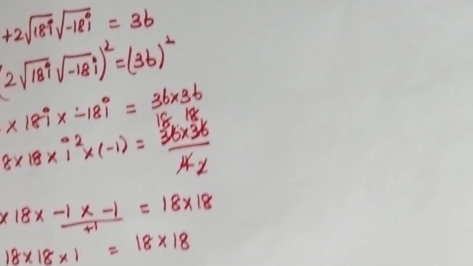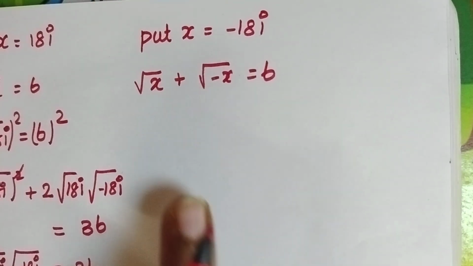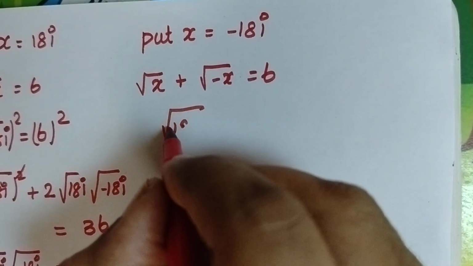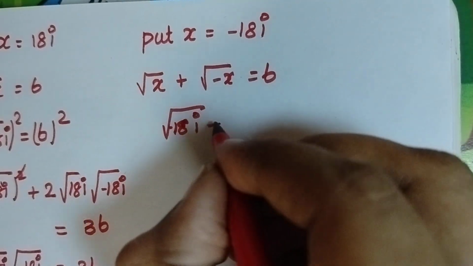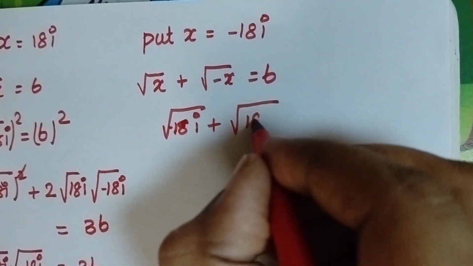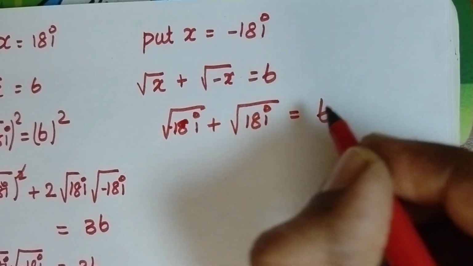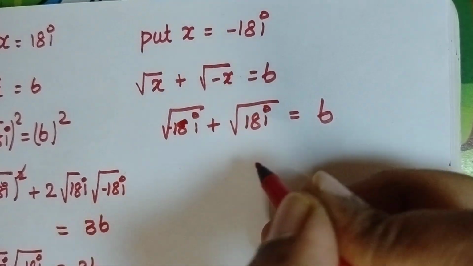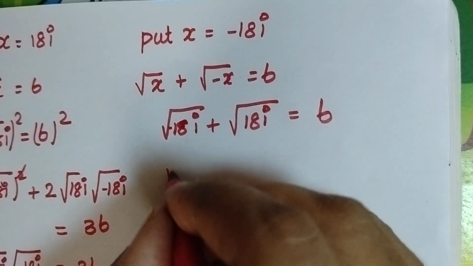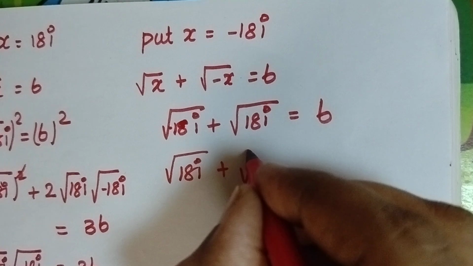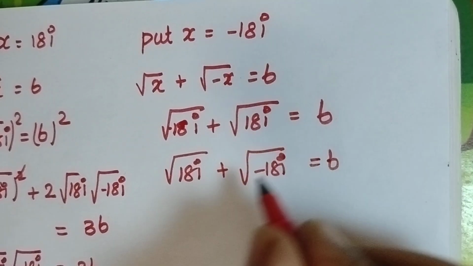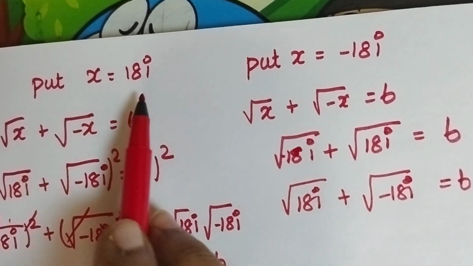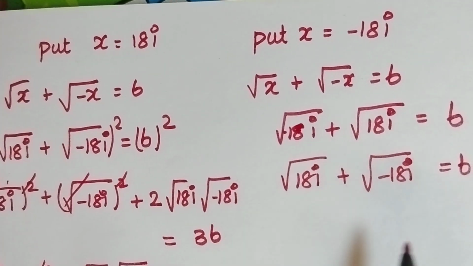So next we need to derive the same thing for minus 18i also. Just put minus 18i here. Therefore minus 18i plus root of minus into minus 18i which is equal to 6. So if you see here a plus b, this can be written as 18i plus root of minus 18i is equal to 0. So what we get here is similar to what we derived for x is equal to 18i. So hence both get the same value.